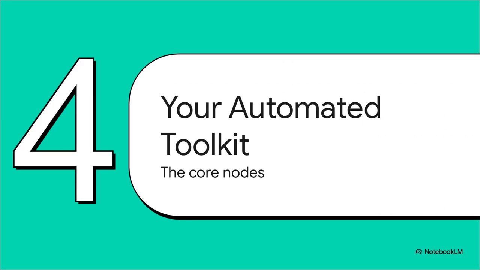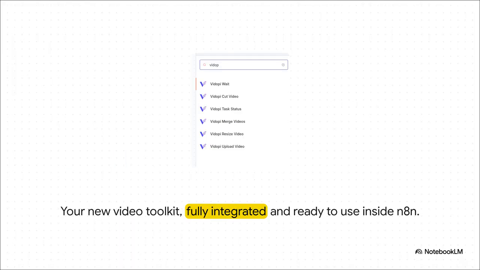Okay, so once you're all set up, you basically unlock this brand new set of tools inside n8n, all designed specifically for video automation. Honestly, you should think of them as your new video editing superpowers, just waiting for you to use them. And here's exactly where they live. As soon as you search for Vidopi in the n8n Node panel, this whole list of new abilities just pops up. You've got specific tools for cutting, merging, resizing, and uploading. It's all integrated right into the n8n environment you already know and love.